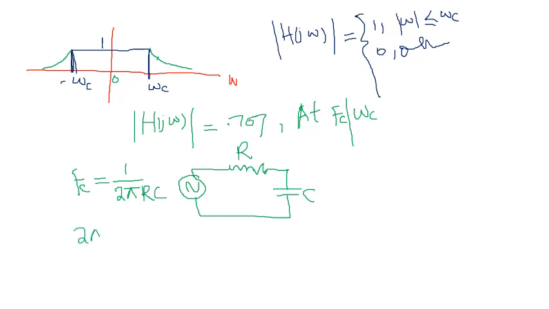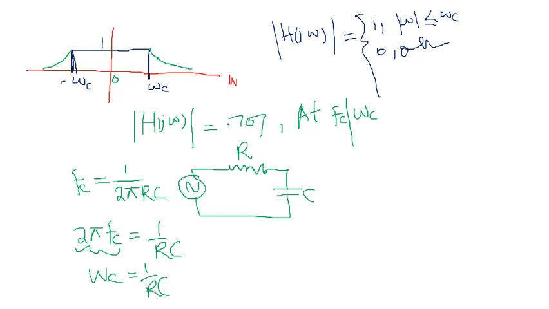Or you can also take this term to this side, so that 2 pi fc equals 1 over RC. You can also say that because this is equal to omega c, omega c basically equals 1 over RC. So the cutoff frequency of the filter is calculated based on the values of R and C, and it is equal to 1 over RC.